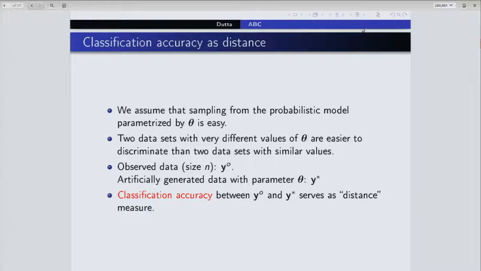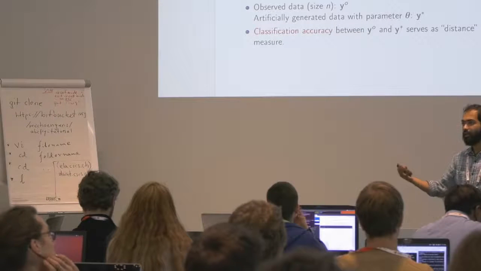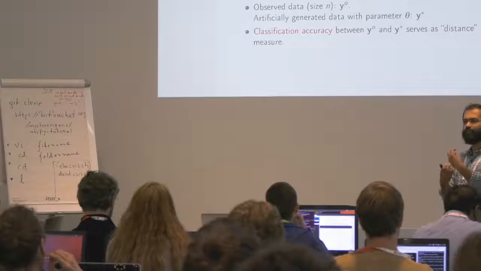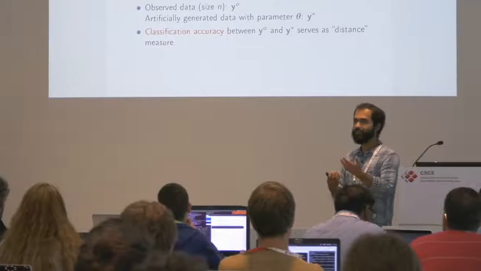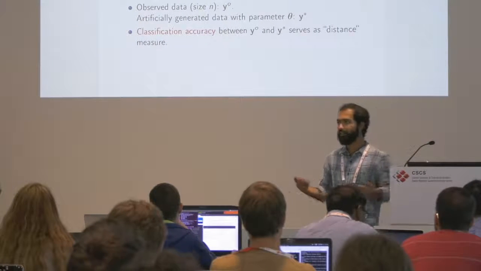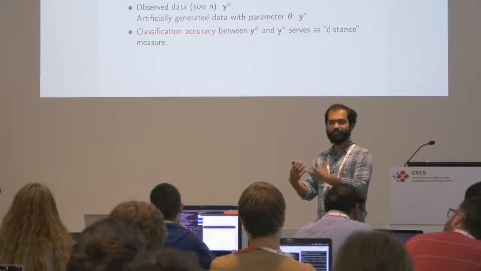But what is the basic idea? We assume the sampling from the probabilistic model is parameterized by theta. So we introduce the model M, which is indexed by theta, and theta is our interest. Two data sets with very different values of theta are easier to discriminate than 2 data sets with similar values. What does it mean? You can forward simulate. Let's say you have a theta 1 and a theta 2, and you simulate from theta 1 and from theta 2. But if theta 1 and theta 2 are very similar values, like a 0.1 difference, then you will think that the data sets will also be kind of similar.